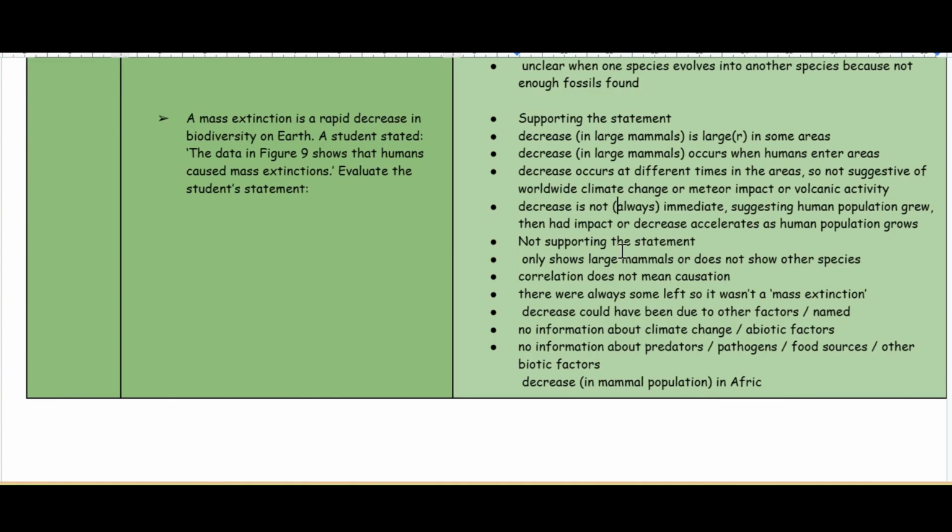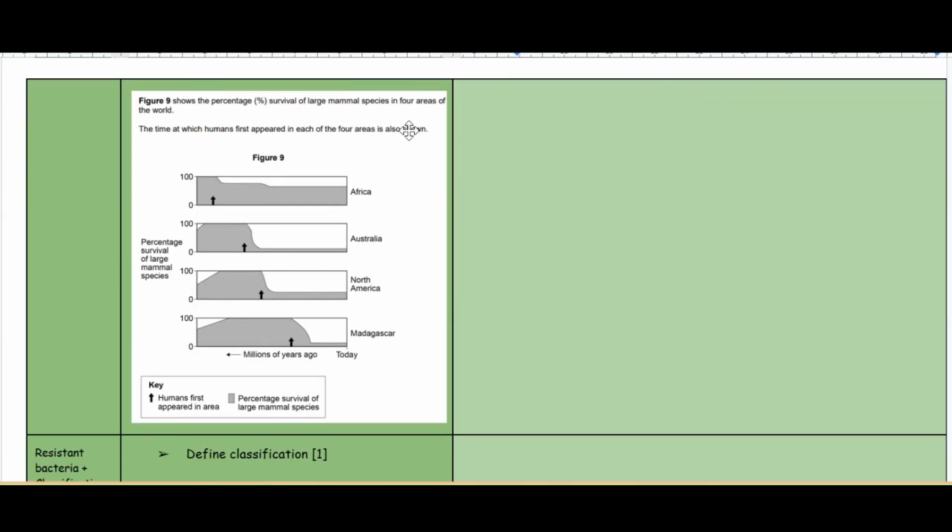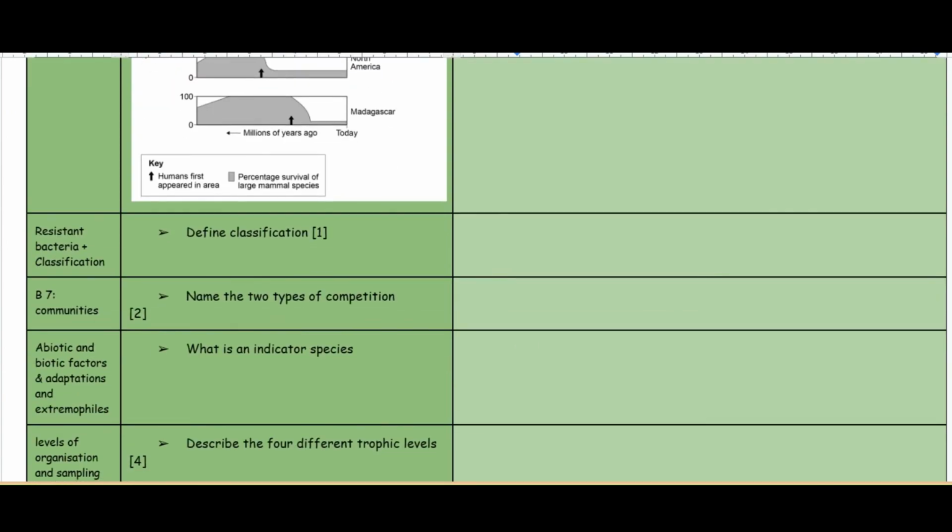For not supporting this statement, it only shows that large animals... Okay, this is very specific to the question, so it's not really helpful for you to answer that. But that's the figure there. So if you wanted to have a go, just have a look at that figure, pause there. But let's move on to the next.